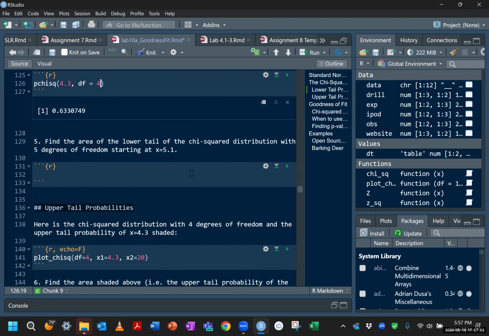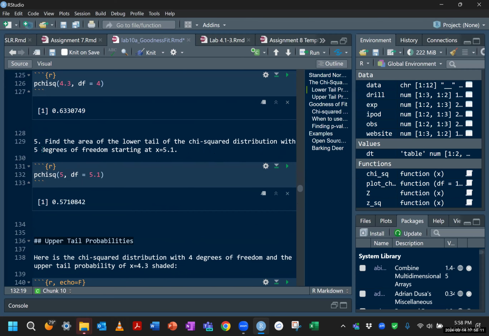You're finding one more lower tail probability. Pause it. Do it on your own. Don't look at my work. Only once you've done it should you check with my work. There you go. 5 degrees of freedom, lower tail of 5.1.